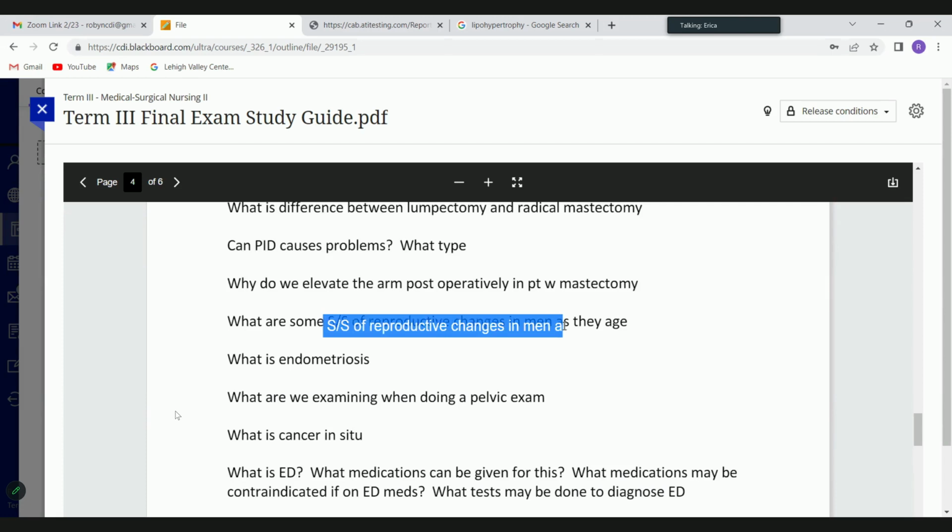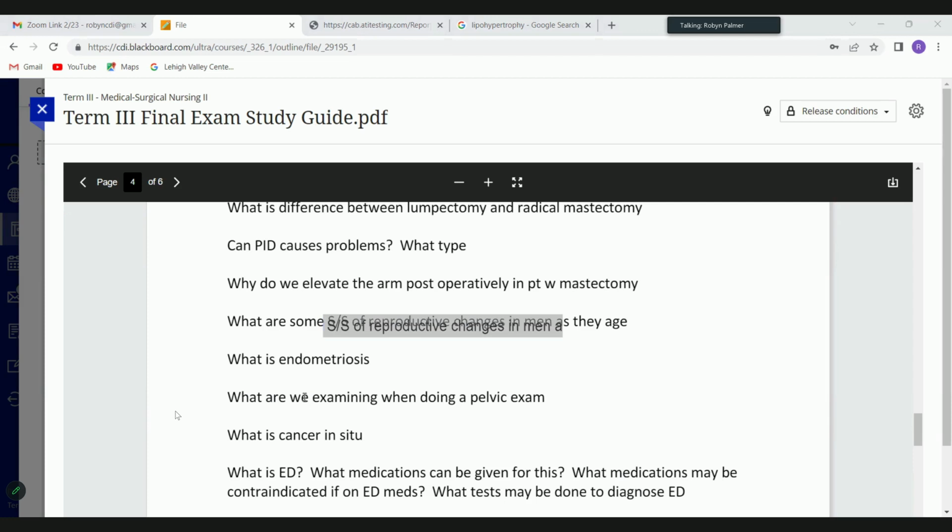Enlarged prostate, disrupt urine. Yeah, the enlarged prostate, decreased sperm count, but not eliminated. Muscle mass a little bit smaller, that kind of stuff. Endometriosis we haven't talked about yet.